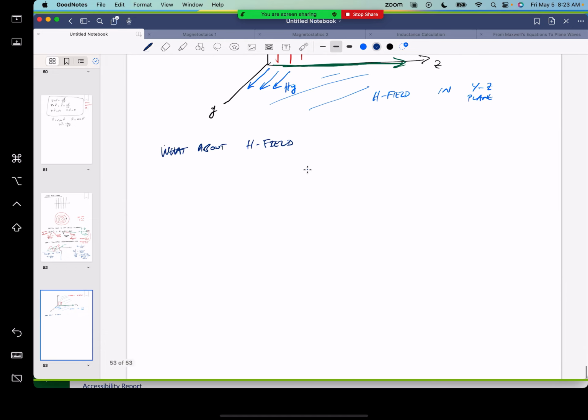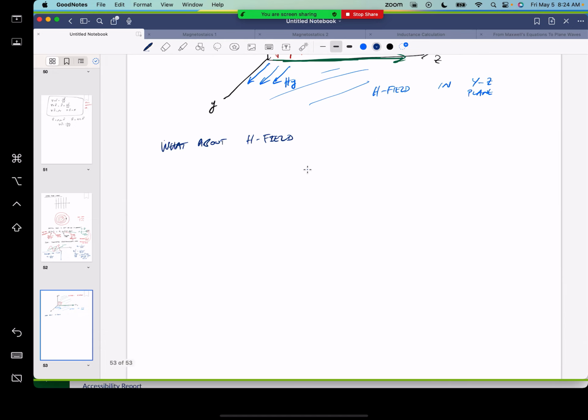So what about the H field? Well, once you have the electric field, you can get the H field from Maxwell's equations. Although it does get mathematically a little bit complicated, basically we have an equation from Maxwell's equations that says the curl of the E field is minus mu times the rate of change of the magnetic field.